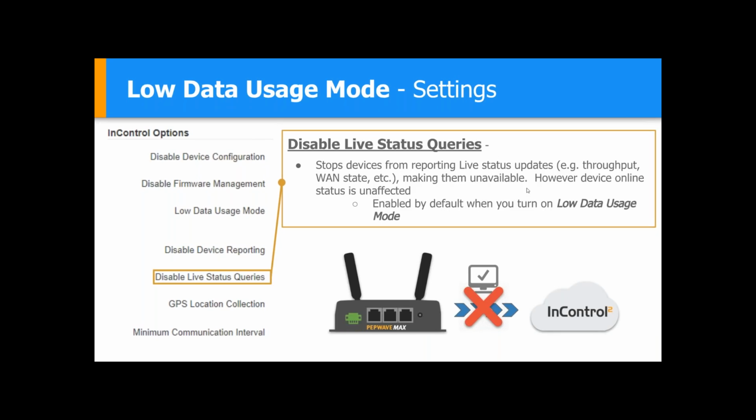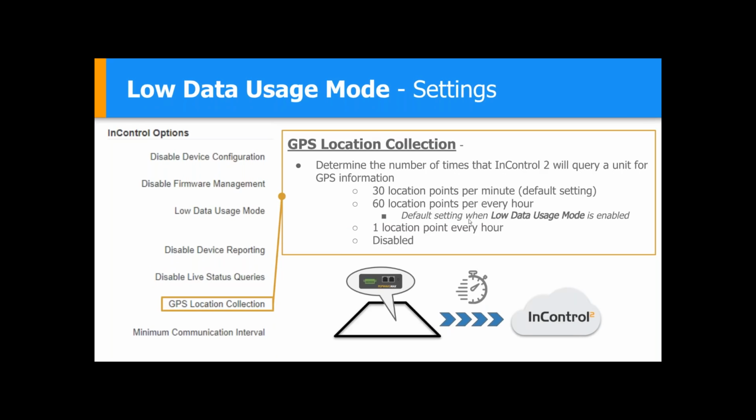Disable live status queries is a little less in that regard. What this does is live status updates, how much throughput is going through, WAN status, etc. is unavailable. However, you are still going to see the device online. And this is again enabled by default when you turn on low data usage mode.